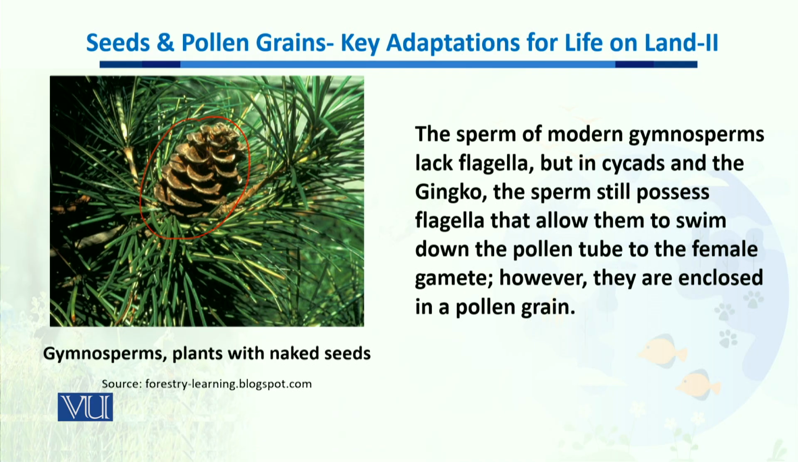But in some species, for example, cycads and ginkgo, the sperm still possesses flagella that help them to swim down the pollen tube to the female gamete and fertilize it. However, these female gametes are enclosed in a pollen grain. So these adaptations have really helped these higher plants to successfully colonize land.